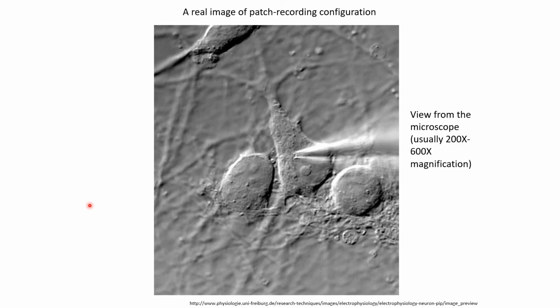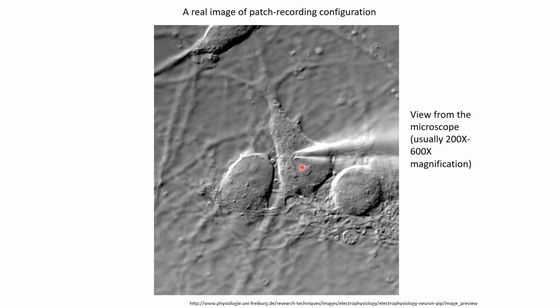So here is an example of what a real patch experiment looks like. We have a petri dish which contains some neuronal tissue, and this petri dish is placed under a microscope, so we are looking at the tissue from top. You can see some neurons here. These are the cell bodies, these oval or circular structures, and from these cell bodies we can see these branches of neurons coming out. So these various dendrites and axons are coming out from the cell bodies.